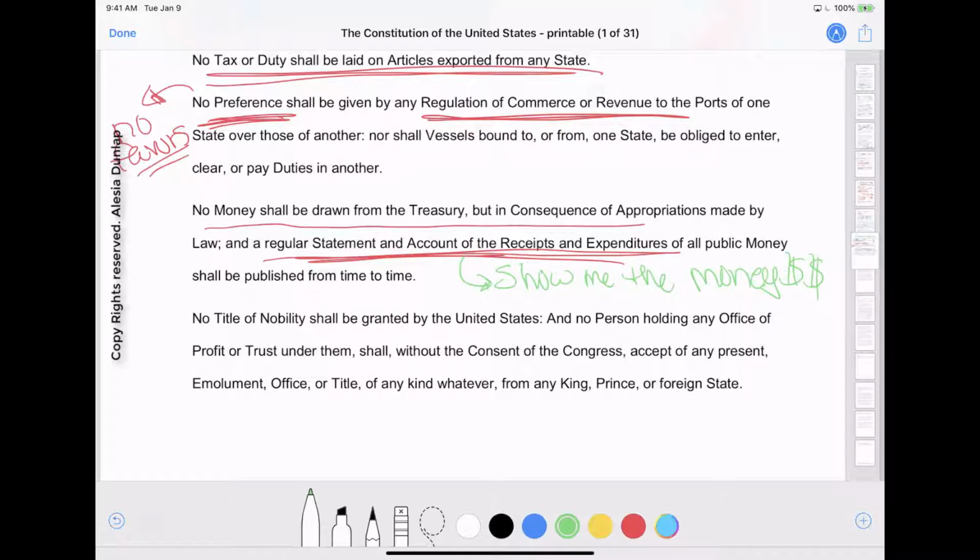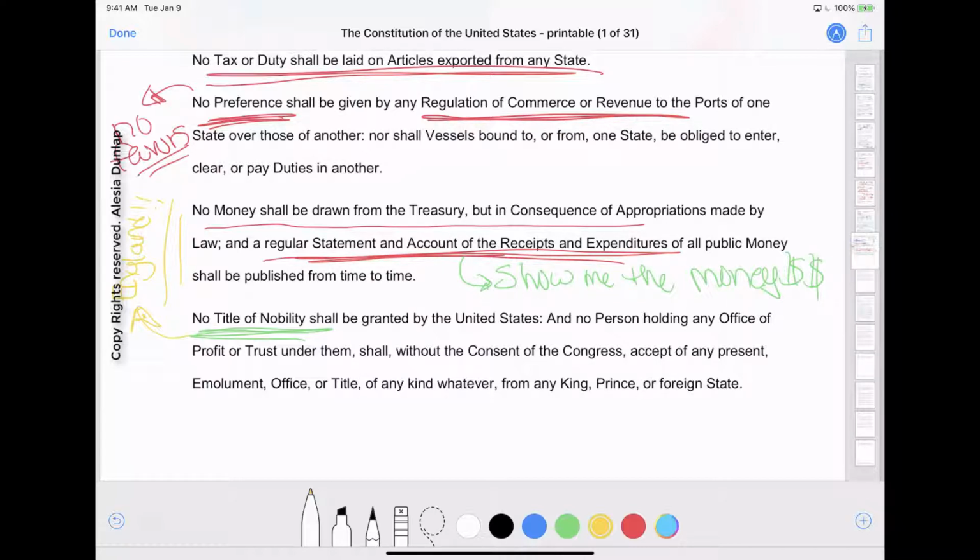The U.S. government can't give people titles of nobility. Now, you might see an exception here from another country, England. England does do this a lot. They do a lot of nobilities. That's an exception.